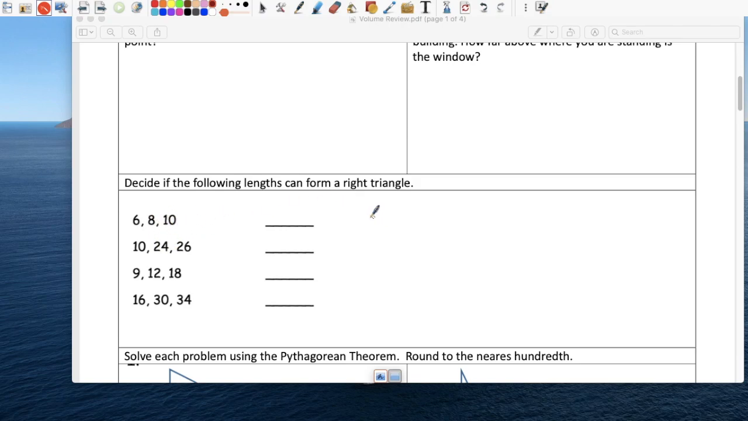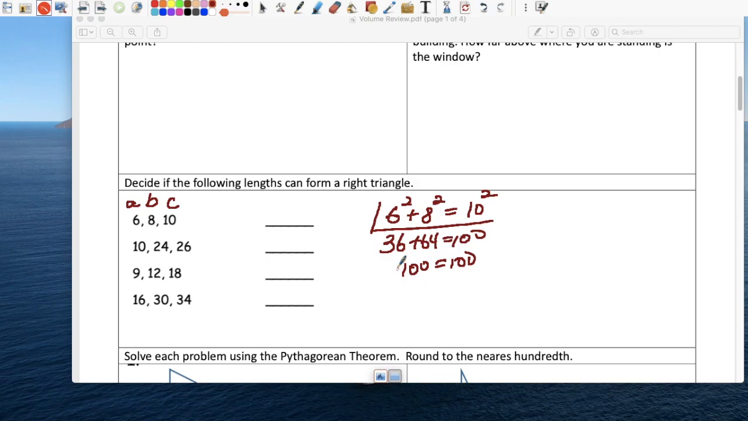So let's take the first one. Obviously the first thing you should do is label who is who. We're going to let the longest side be the hypotenuse, or C, and the other two are A and B. So for the first one, we go 6 squared plus 8 squared equals 10 squared. If those represent the side measurements of a right angle triangle, then this equation should be true. So we get 36 plus 64 equals 100. 100 equals 100. Because that's true, these three represent the side lengths of a right angle triangle. So this one is a yes.